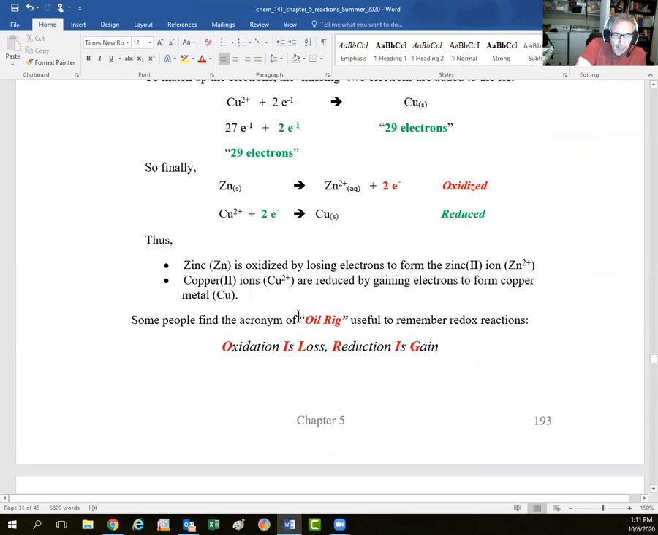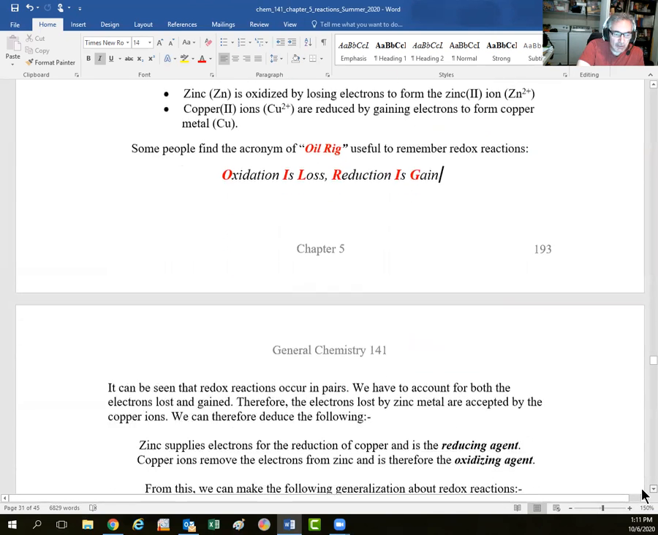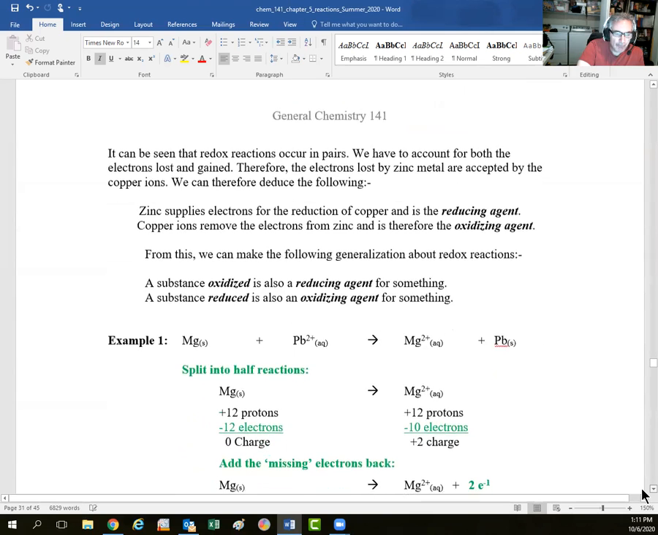Sometimes the acronym OIL RIG is useful for people to keep them straight. Oxidation is loss, OIL. Reduction is gain, RIG. So you'll always be able to remind yourself which way the electrons are heading. Oxidation is the loss, the giver, provider of electrons. Reduction is the gain, the taking of electrons. Let's look at some examples before we finish off.